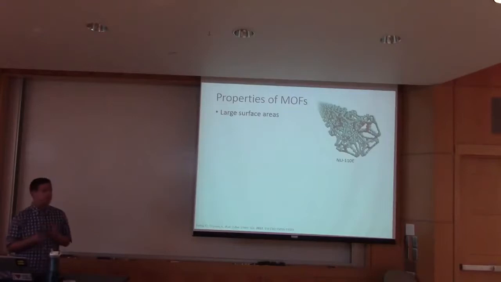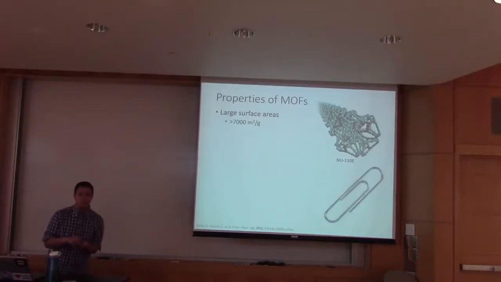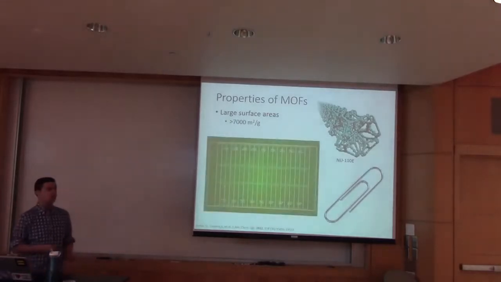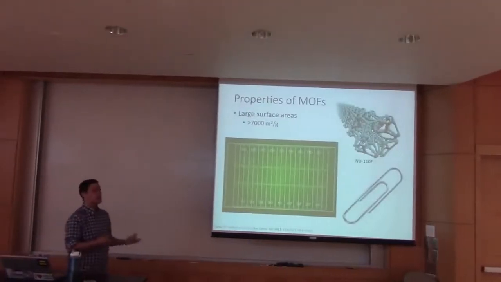For instance, a group at Northwestern in 2012 synthesized this MOF, and it has a surface area of over 7,000 square meters per gram. So to put that into context, if you're holding a small paper clip in your hand, that's about a gram, give or take a little bit. So a gram of this MOF, equivalent to about a paper clip. If you take all that surface area and spread it out, it will stretch over 1.5 American football fields in that one little gram. So that's mind-boggling to me. So that's something that we can really take advantage of.